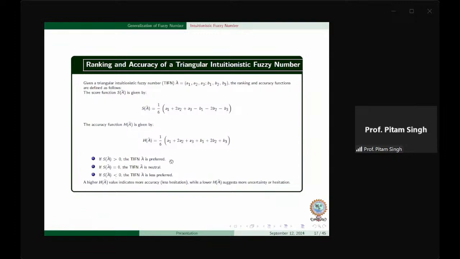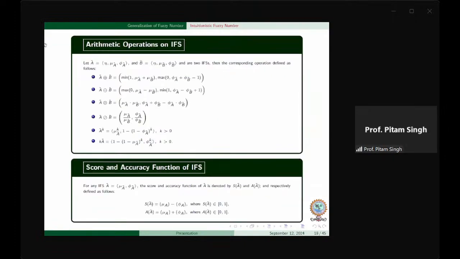Triangular intuitionistic: preferred, neutral, and less preferred, for any kind of fuzzy number we can define. A higher value indicates more accuracy and less hesitation, while a lower value suggests more uncertainty and hesitation. This is used for characterization, to see how much uncertainty there is. This is only for the arithmetic operations.